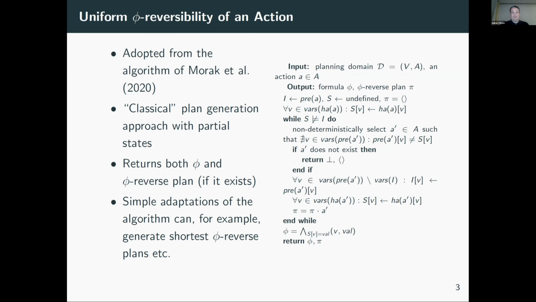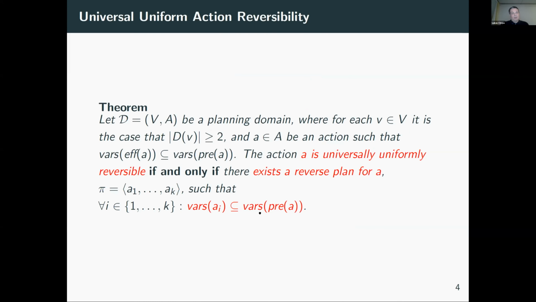So here in this paper, we were investigating a couple of special cases. We were looking at what we call the universal uniform action reversibility. And we proved that for actions in which all variables that are present in the effects of the action are also present in its precondition, the action is universally uniformly reversible if and only if there exists a reverse plan for the action such that all the actions in the reverse plan operate only with variables that are contained in the precondition of the original action that we are looking at the reverse plan for. Therefore, we have to only find a plan with a restricted number of actions and in a restricted state space, because we only deal with variables which are in the precondition of the original action.